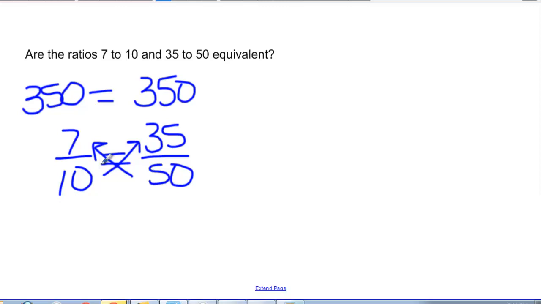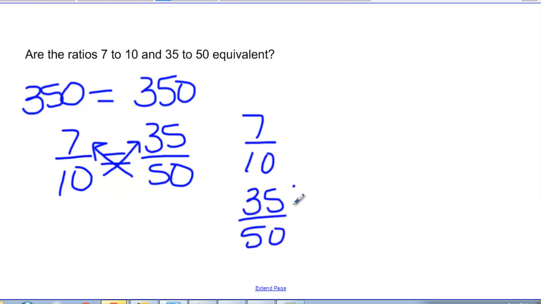Another way of checking whether or not two ratios are equal is to simplify both of them. Now 7 to 10 is already simplified because there aren't any factors that 7 and 10 share other than 1. 35 to 50 can be simplified by dividing both of these numbers by 5. And so when I do that, I would get 7 to 10. And so those two are obviously equivalent because they simplify to the same thing.